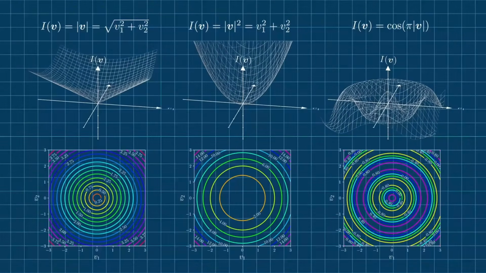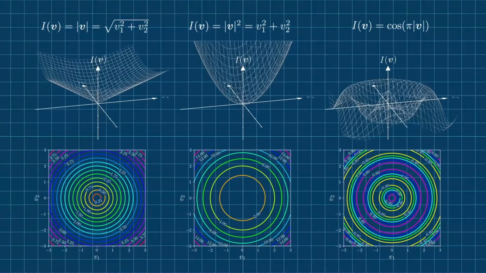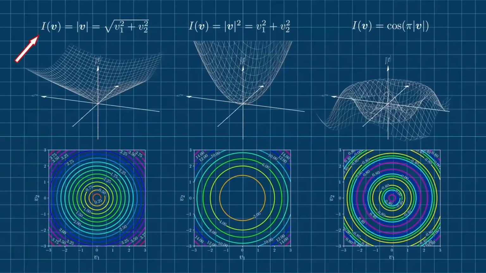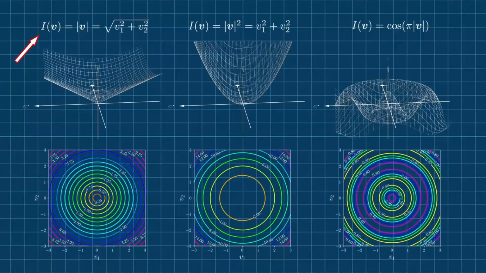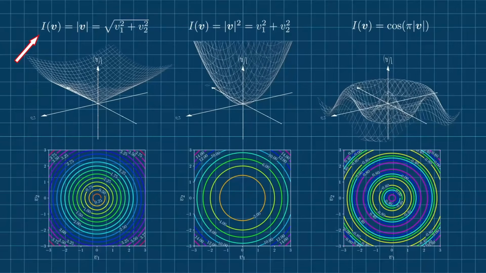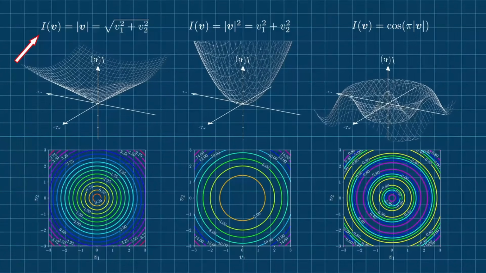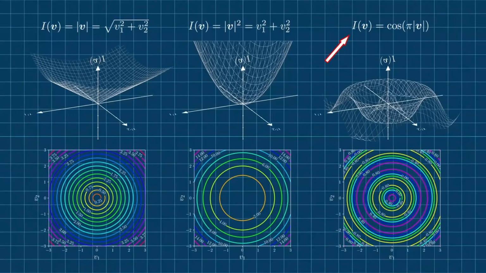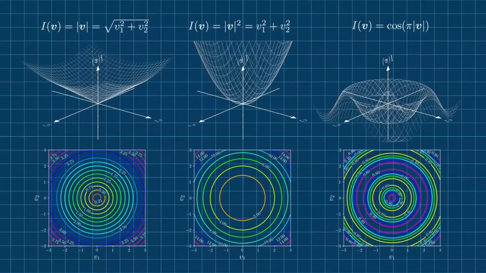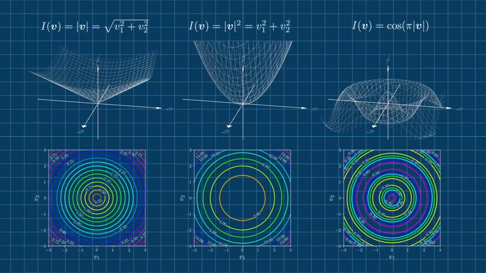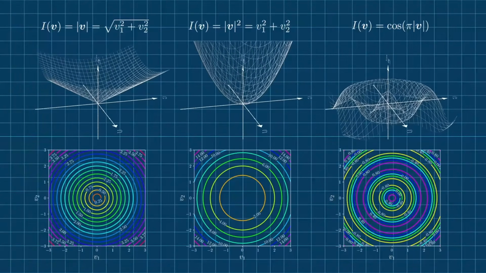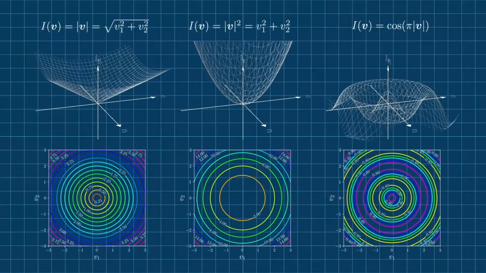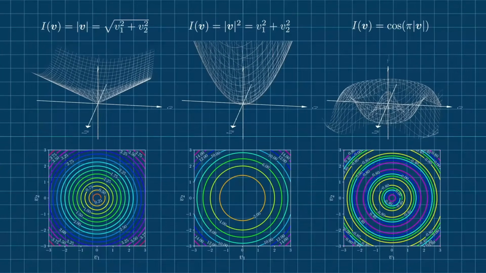Here you can see 3 example invariants, together with their corresponding formulas and contour plots. The first example is the magnitude of the velocity. It makes sense that the magnitude is an invariant, because when we rotate a vector, its magnitude doesn't change. The second is the squared magnitude, and the third is the cosine of pi times the magnitude. All these functions take as input the velocity tensor and output a scalar value. And all these functions have circular contour lines, which means that they are invariants of our first order tensor.